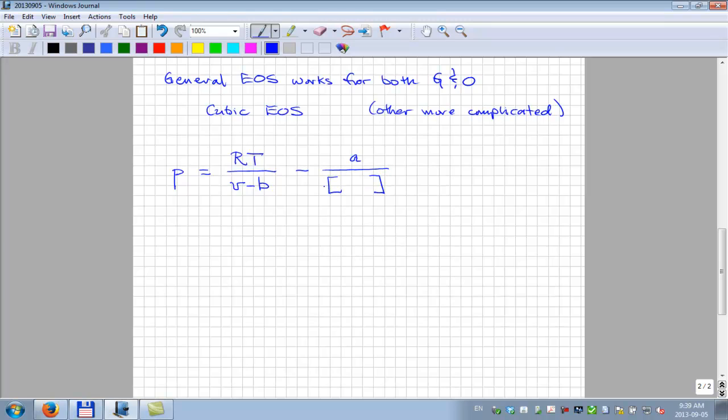and depending who your name is, and there's like three names that are now famous for three cubic equations of state that are famous, okay? Depending on who your name is, this denominator of the second term will look a little bit different. But all of them have a v squared term in them, okay? All of them have a v squared term.